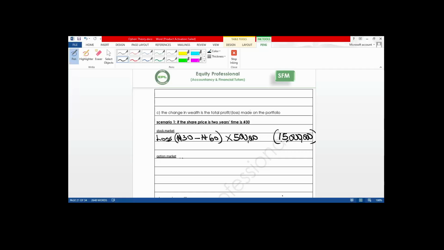That contract is in the money. You are going to sell for 50 naira what is currently worth 30 naira, by making a profit of 20 naira. Look at it, please. This is a gain.